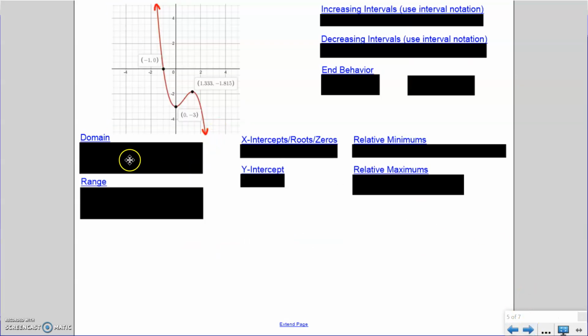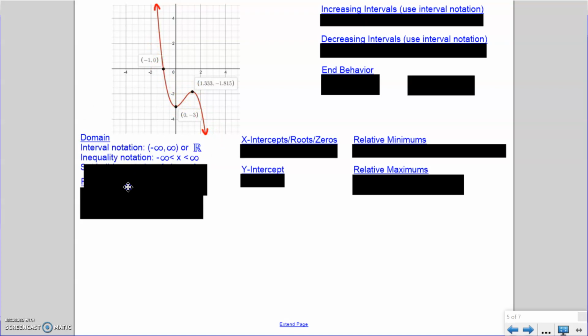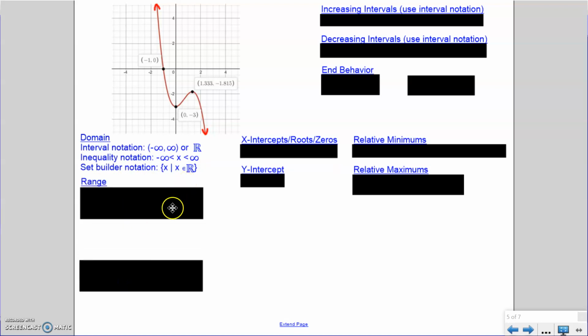Here's another one. Domain, it goes left forever because of the arrow. It does not skip any x's, and it goes right forever. So -infinity, +infinity, or all numbers. Again, that's x is between -infinity, +infinity, both open. And set builder, x is set all x, so x is a real number.